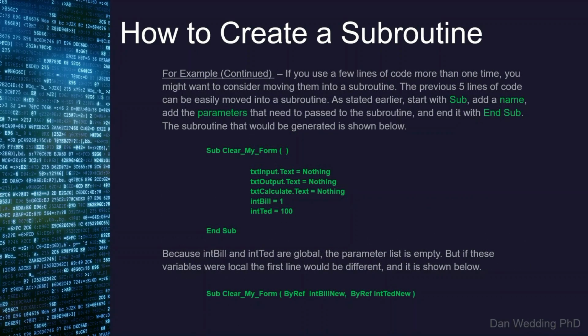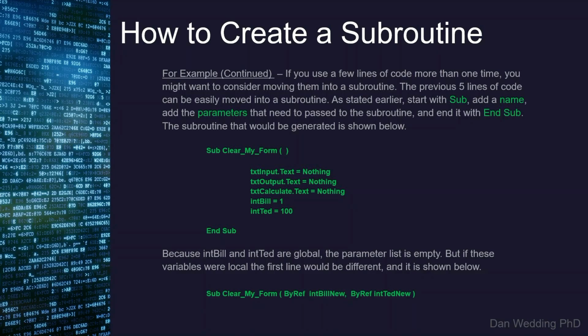If you use a few lines of code more than one time, you might want to consider moving them into a subroutine. The previous 5 lines of code can easily be moved into a subroutine. As stated earlier, start with sub, add a name, add the parameters that need to be passed to the subroutine, and end it with End Sub. The subroutine that would be generated is shown below.